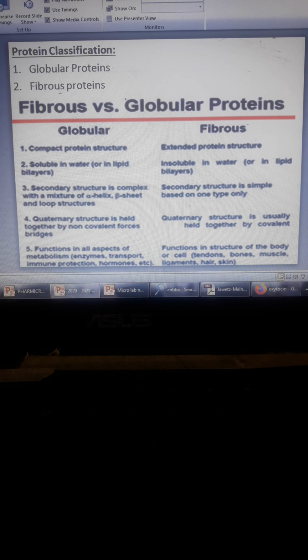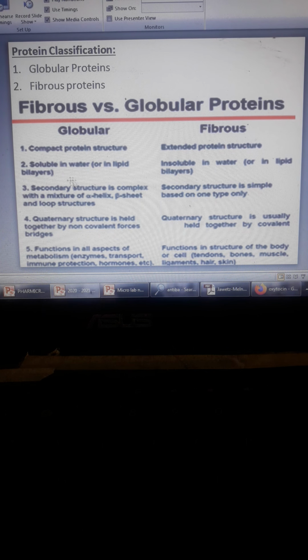So, protein classification. Proteins are classified into globular proteins and fibrous proteins. So fibrous versus globular. When you say globular, that is compact. Fibrous is extended. Okay, mostly fibrous proteins are actin and myosin. These are muscle fibers that are responsible for contractions of the cardiac muscles or muscles of our body. Globular is soluble in water. Fibrous is insoluble.